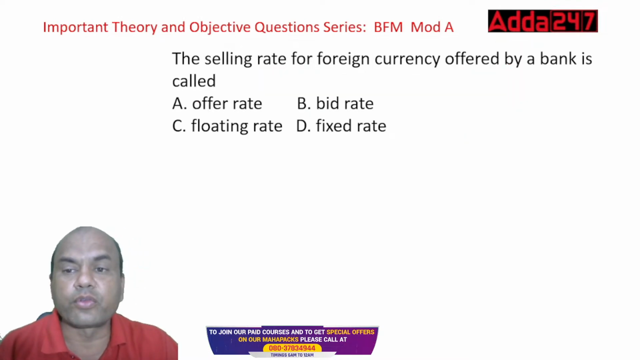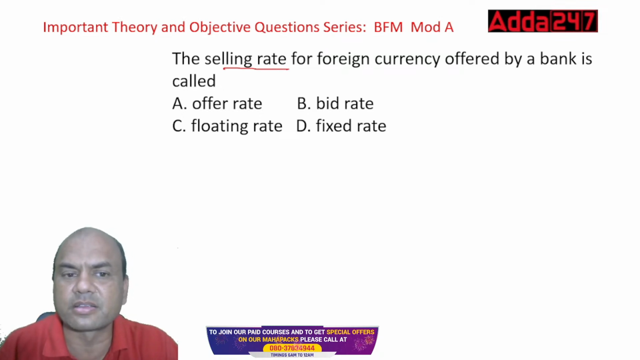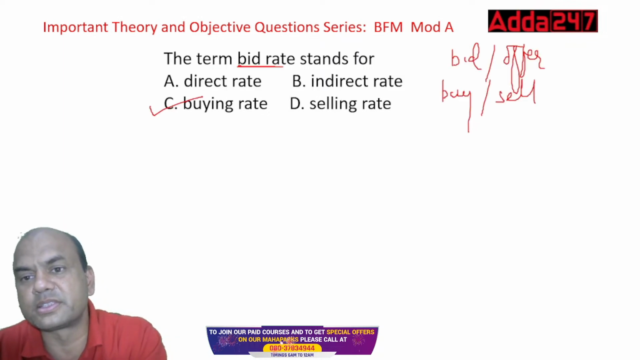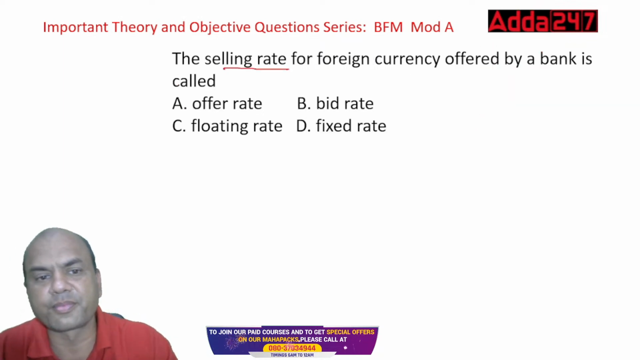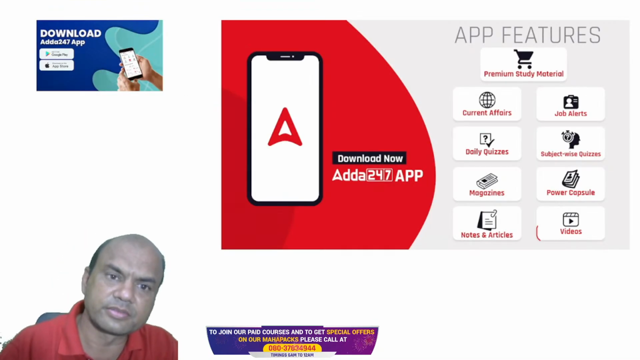The selling rate of a foreign currency offered by a bank is called, just now we did it. The sell rate is known as what? Yes, give me in the comment section. Just now we saw it. Sell is what? Correct? Type fast. Offer, isn't it?